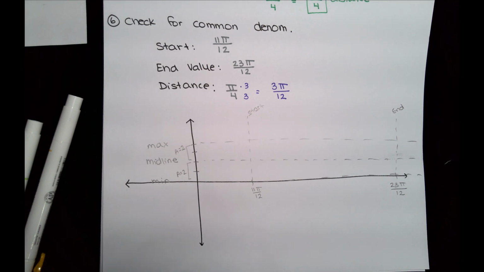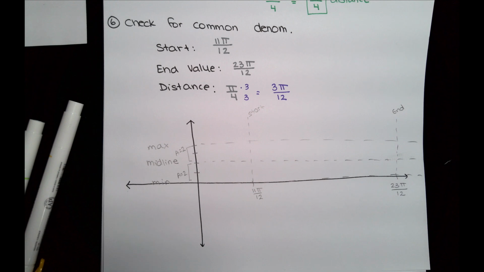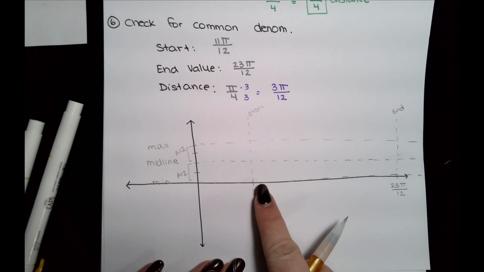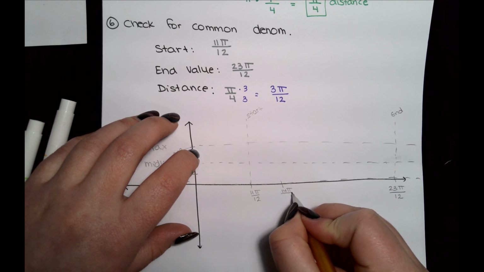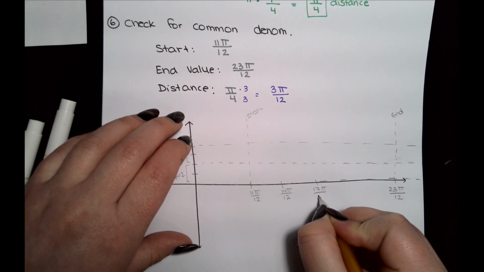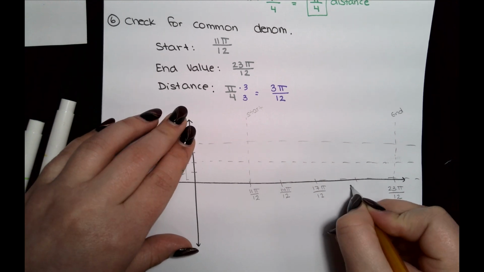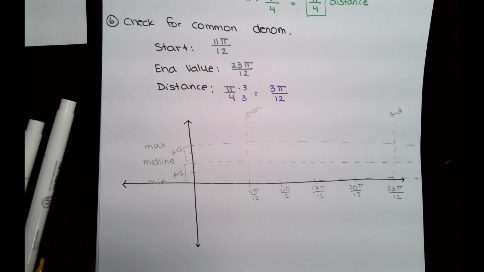Next, we're going to use the distance. We used our start, we used our end, and now we're using our distance of 3 pi 12ths to calculate the next x values. So 11, 12, 13, 14, 15, 16, 17, 18, 19, 20, 21, 22, 23. And using this method, this should give you your required 5 values for one cycle.